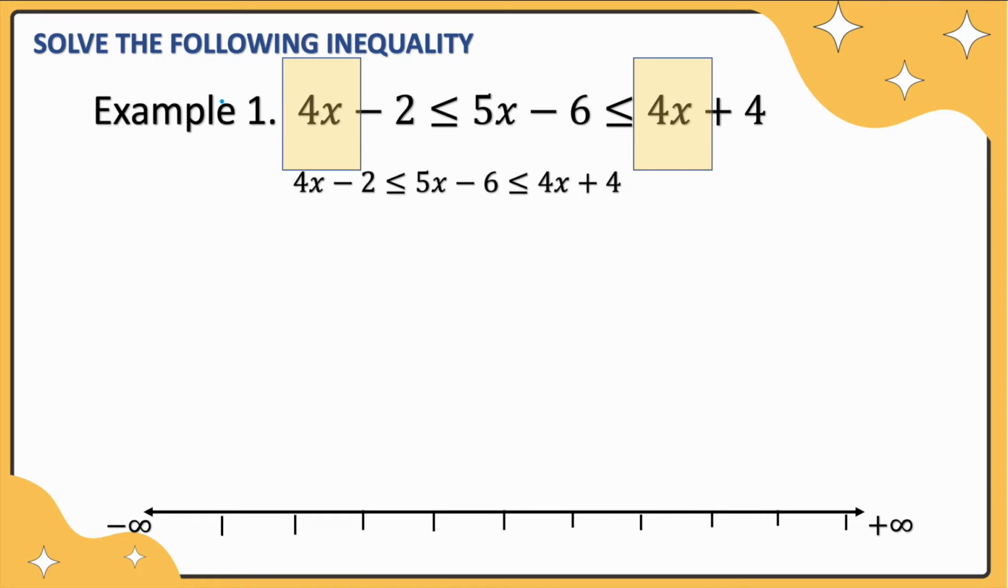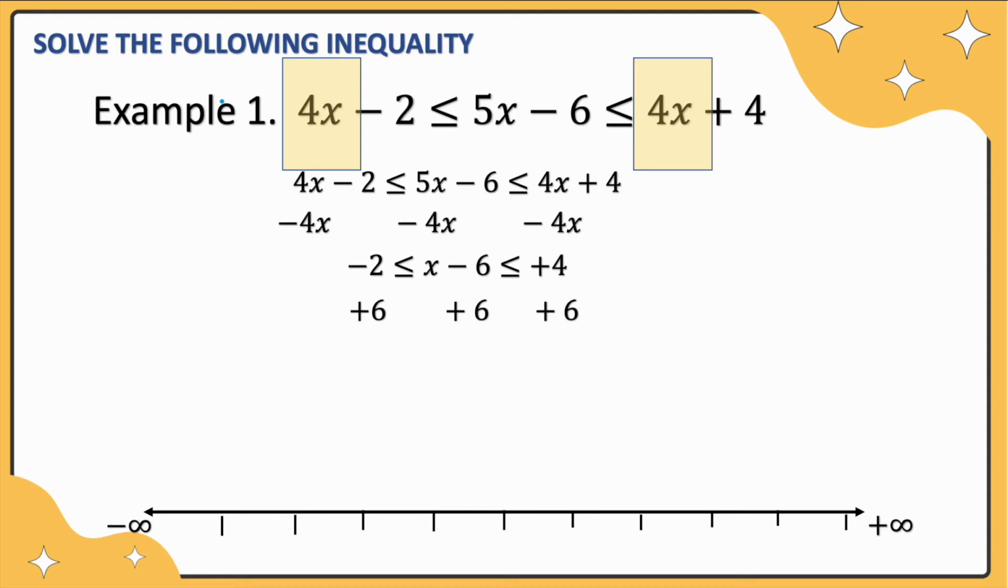So to do that, let's subtract 4x from both sides of the inequality. To balance the inequality, we also have to take away 4x from the center. So we get negative 2 less than or equal to x minus 6, which is less than or equal to positive 4. So now we have x only in the middle of the inequality.